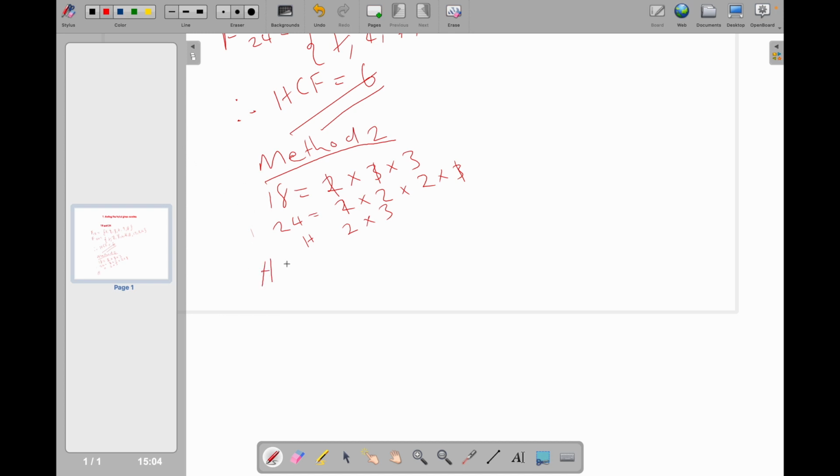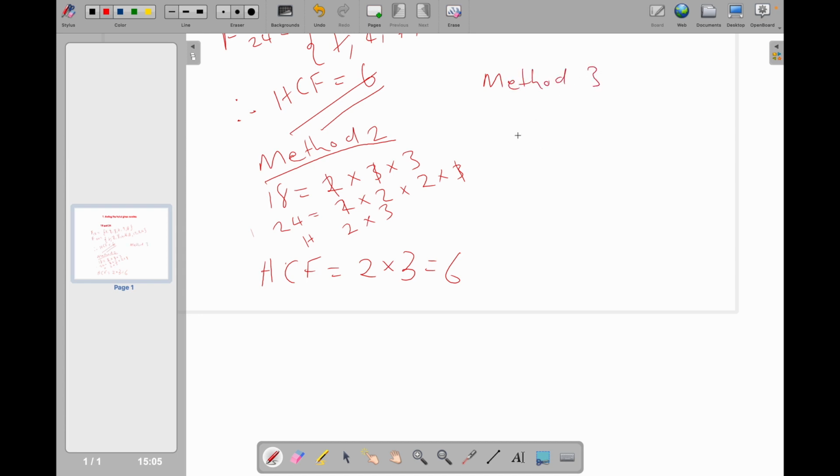Okay, now the highest common factor equals 2 by 3, which is 6. The same answer as what we did before, but with different methods. And the third method, for me, I like the third method more. Okay, let's look at the third method. Let's write it over here.